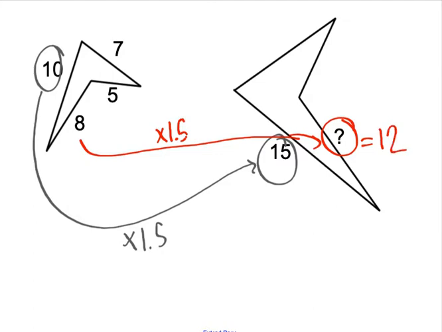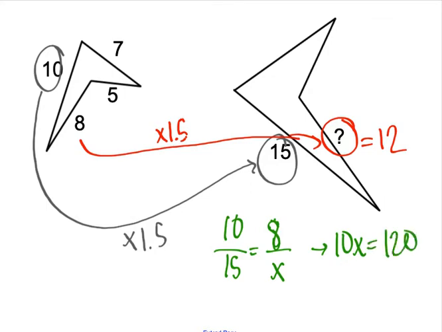Again, this can be done another way. We could have compared 10 to 15 the same way we compare 8 to 12. Not 12, we wouldn't know it's 12 yet. We'd compare 8 to x. Then we cross multiply. 10x equals 120. 8 times 15 is 120. Divide by 10 and you would get x equals 12.